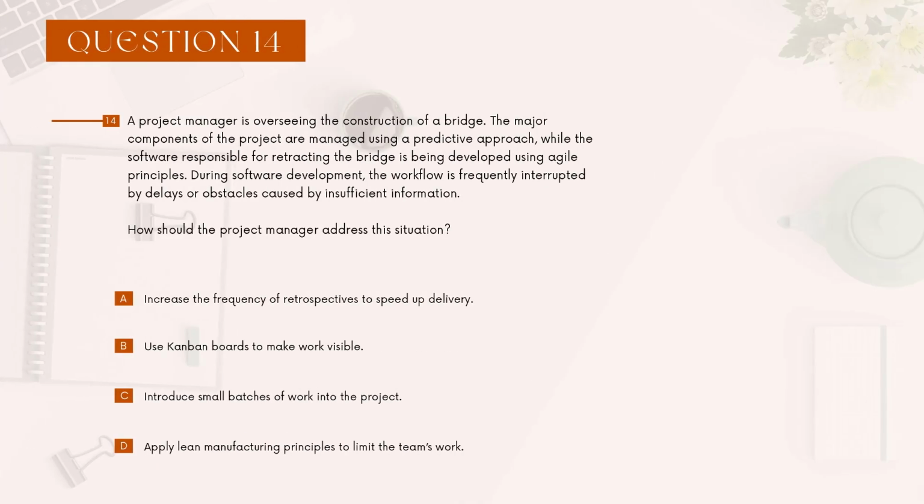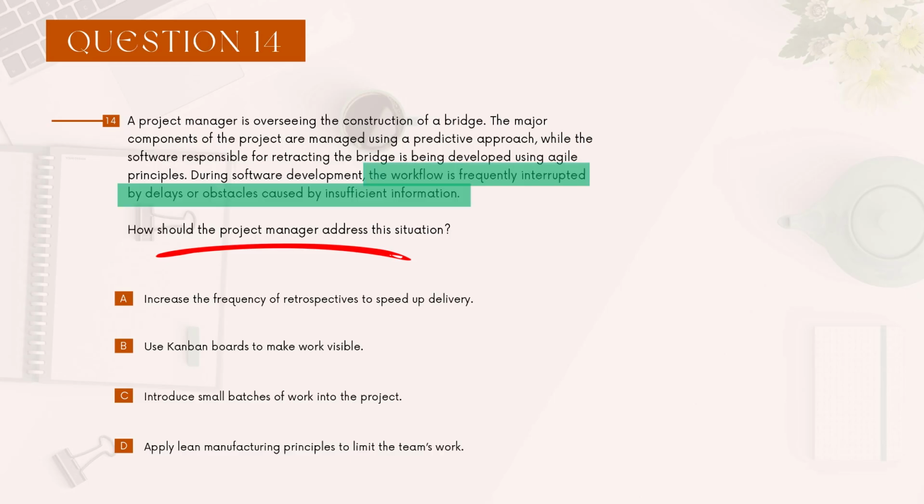Question number 14. A PM is overseeing the construction of a bridge. The major components of the project are managed using a predictive approach, while the software responsible for retracting the bridge is being developed using an agile approach. During software development, the workflow is frequently interrupted by delays or obstacles caused by insufficient information. How should the project manager address this situation? All right, awesome. So we have the situation where we have a hybrid approach, basically. Some parts are using a predictive approach, some are using an agile approach, but we also have the situation where the workflow is frequently interrupted by delays, okay, or obstacles caused by insufficient information.